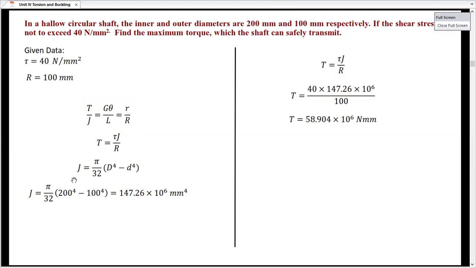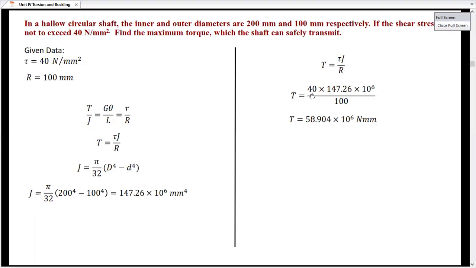So you can calculate polar moment of inertia by considering pi by 32 into D raised to 4 minus small d raised to 4. Now, we have outer diameter 200 mm and inner diameter 100 mm. You can put those values. So you get the value of J, which is pi by 32 into 200 raised to 4 minus 100 raised to 4, equal to 147.26 into 10 raised to 6 mm raised to 4. So we'll get the value of torque. Okay, so torque is equal to tau J upon R.